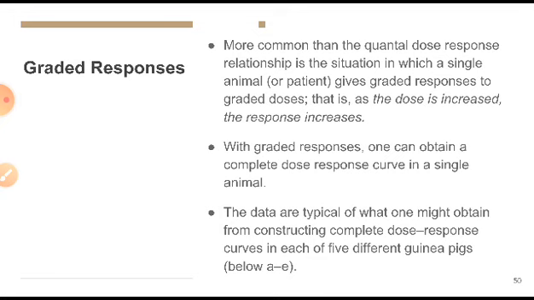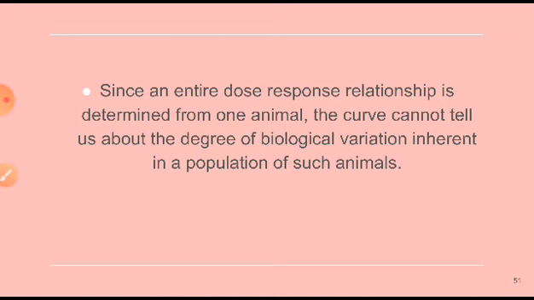Right, the data are typical of what one might obtain from constructing a complete dose response curve in each of 5 different guinea pigs. For example, they have given one graph by using 5 different guinea pigs and using these different doses. Next slide, I'll show you that graph. Since an entire dose response relationship is determined from one animal, the curve cannot tell us about the degree of biological variation inherent in a population of such animals.